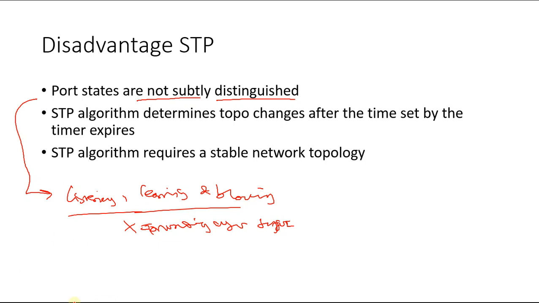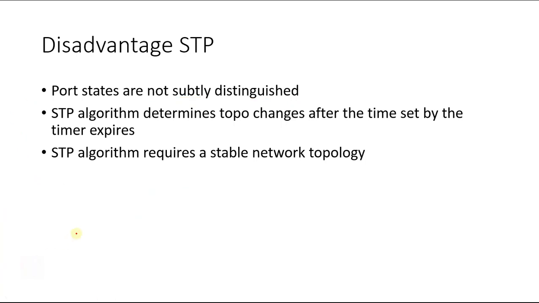Okay, next, the STP algorithm determines the topology change after the time set by the timer expires. What does it mean? If the STP algorithm determines a topology change only after the time set by the timer expires, it will slow down network convergence.